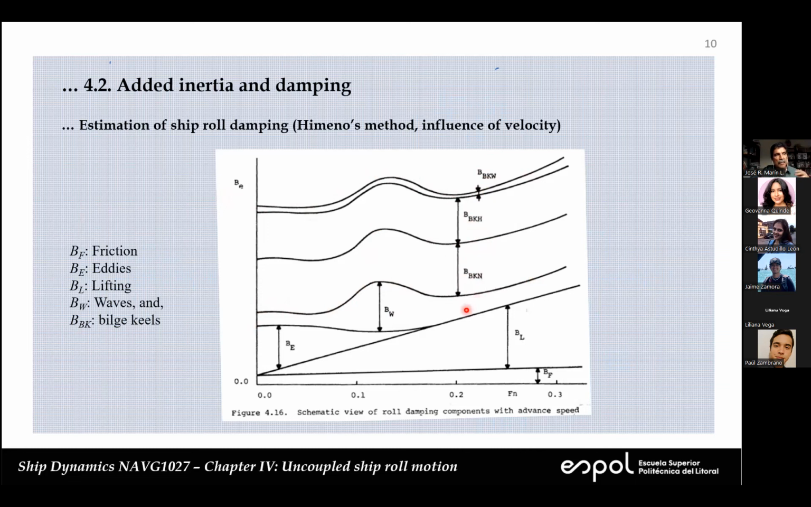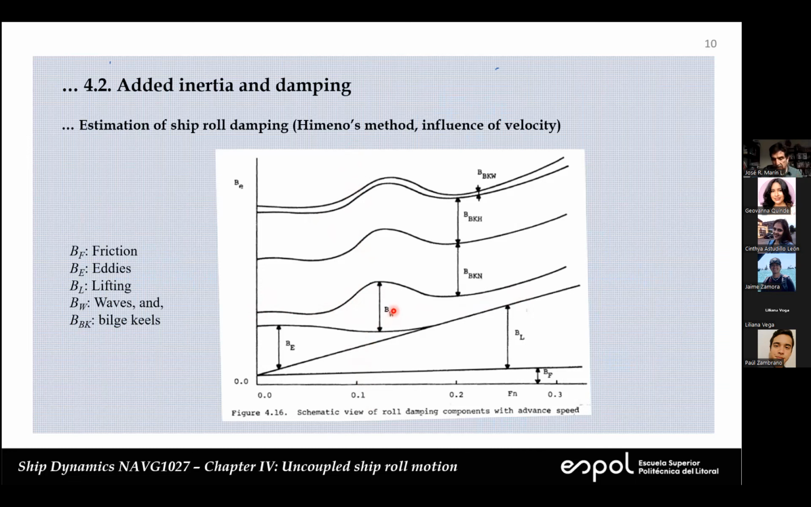If we consider only the wave generation, you will see this component is the only one. For any velocity, this component is very small compared to the total in general. So if we take this component to estimate the damping coefficient in the ship roll motion, you're not going to get a good answer. That's why we have to rely on these results.